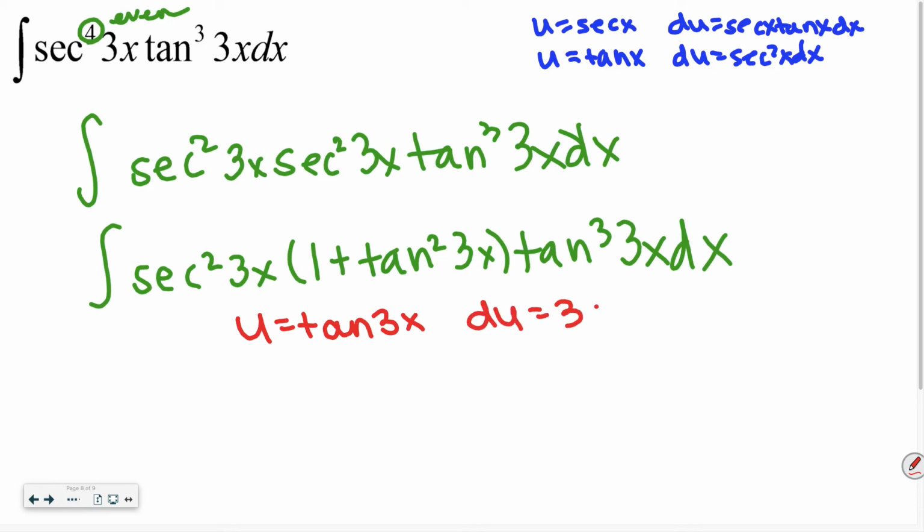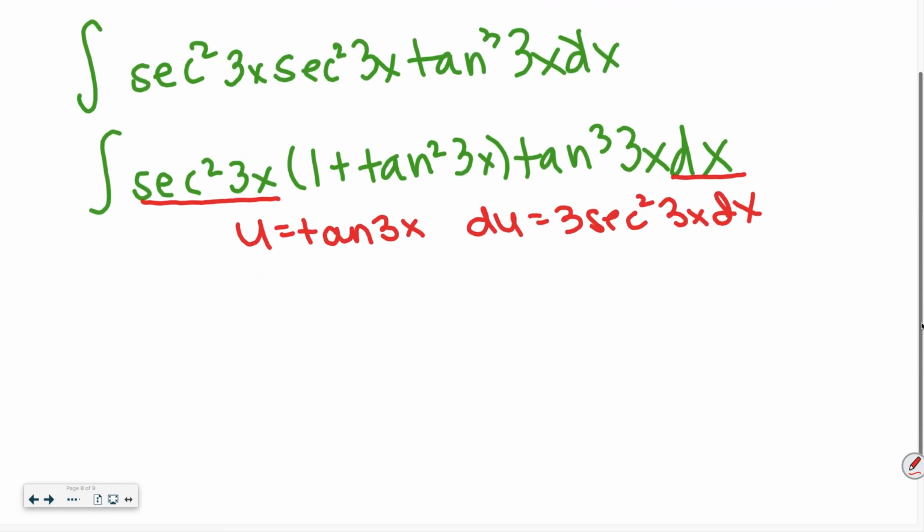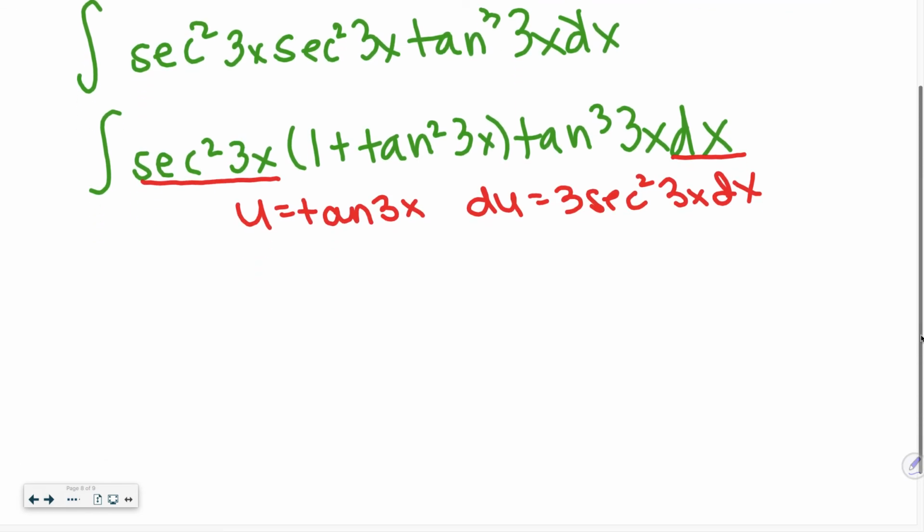So we have secant cubed 3x dx. Yes, we have that 3 multiplied out in front, but that's okay. We can even things out by writing 1/3 the integral of 1 plus u squared times u cubed du.